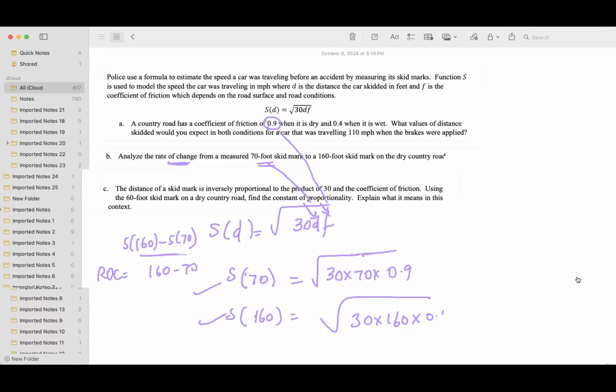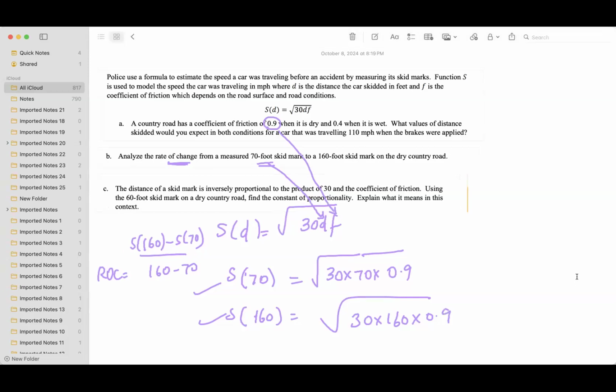Okay. Here, the distance of the skid mark is inversely proportional to the product of 30 and the coefficient of friction. This branches from your algebra 2 only. There we solved these problems in the name of inverse variation and direct variation. Let me go over it.